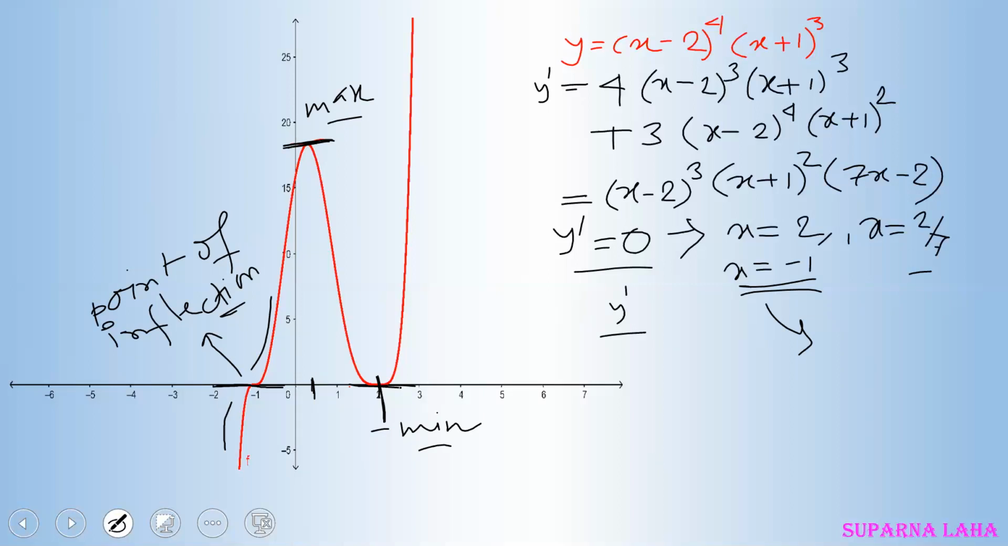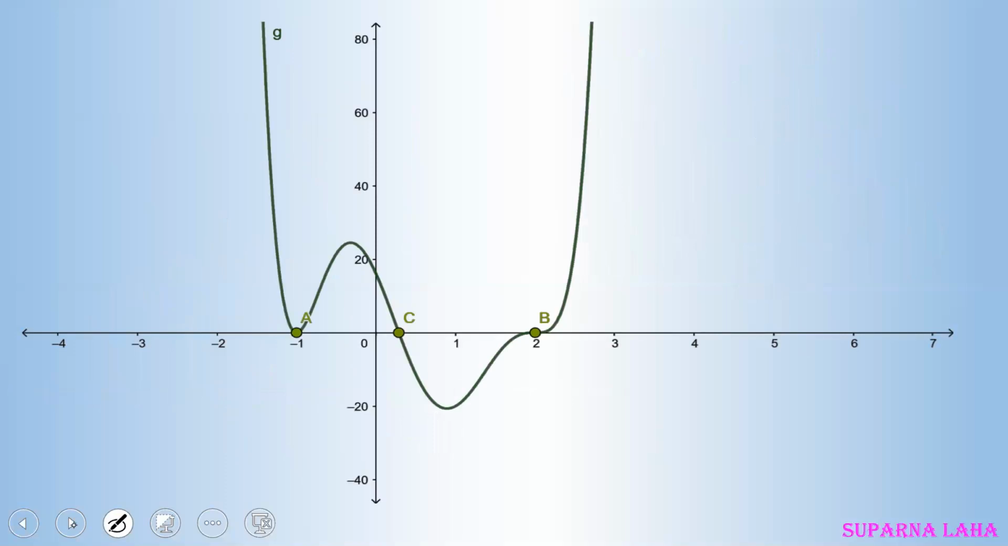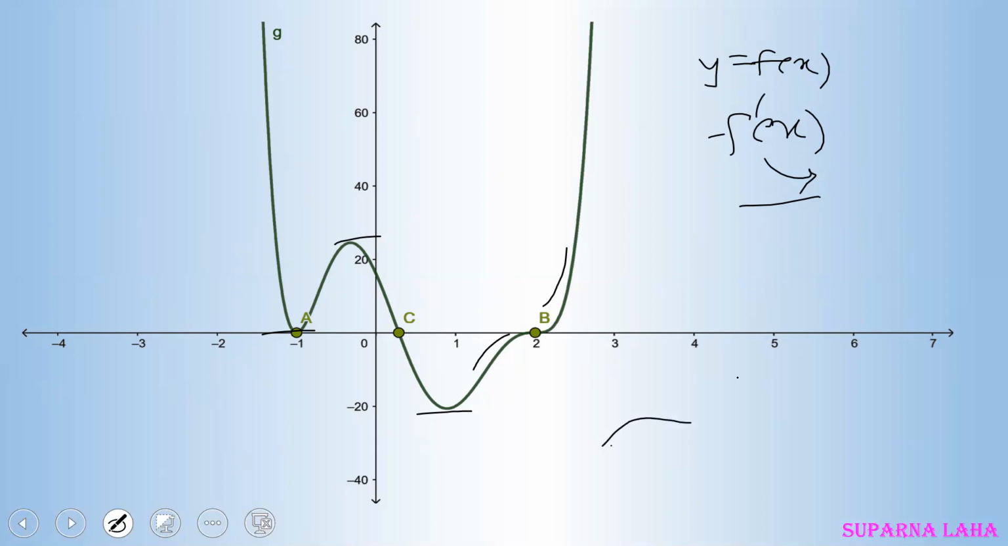Now you can check the graph for this function also, that is (x minus 2) whole cubed, (x plus 1) whole squared and (7x minus 2). The function will look like that. Whenever you find the differentiation of a particular function y equals f of x, you get f dash x. Now f dash x also represents a function and it has a particular graph. So you can also check the graph. Here is the maxima, minima. This point is also a minima, but look here, this is a point of inflection. That means the graph is changing from this to this.